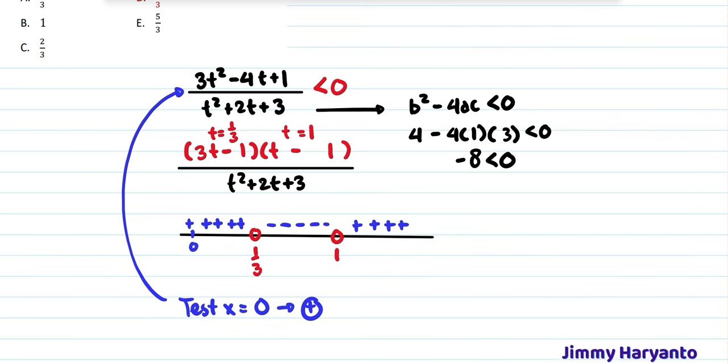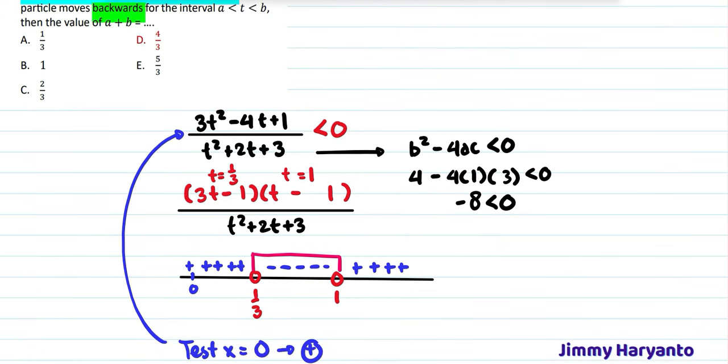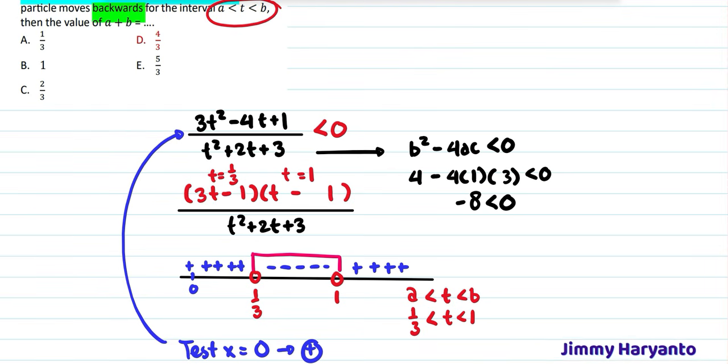The question wants you to take the less than 0. Less than 0 means the negative part, and we can write it as 1 over 3 less than t less than 1. And the question also tells you this, like a less than t less than b. That means a equals 1 over 3, b equals 1. The question wants you to add them, a plus b, it will become 4 over 3, which is D.